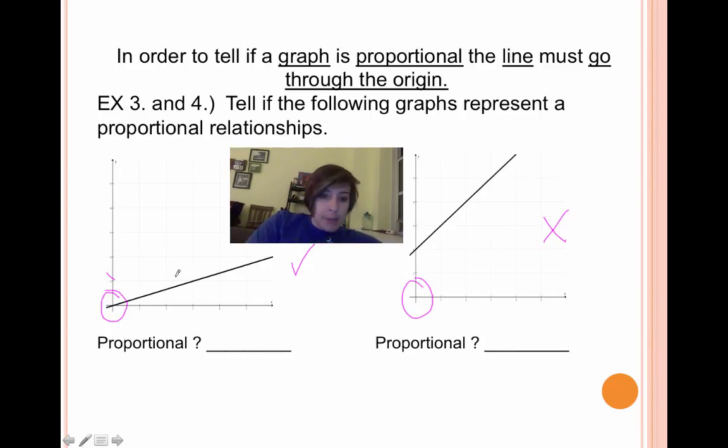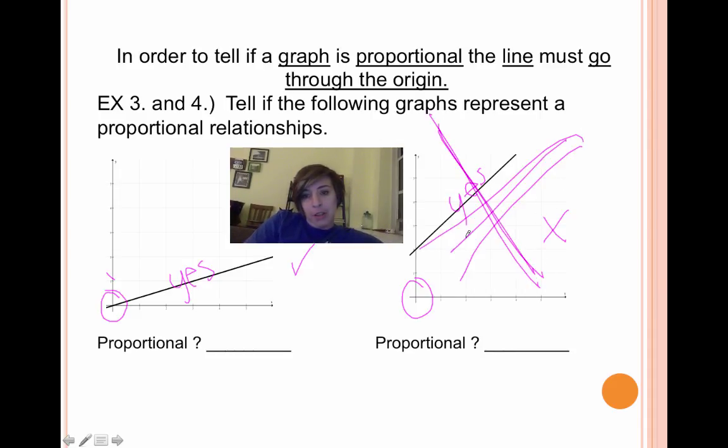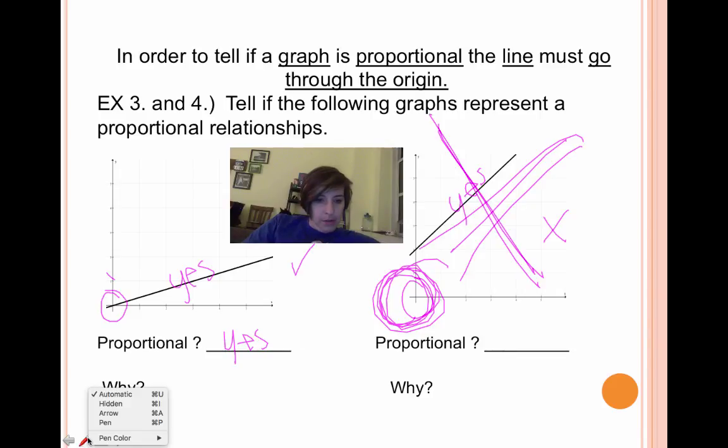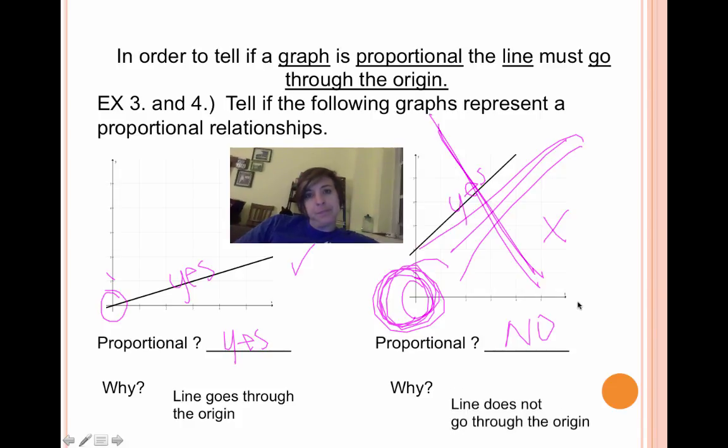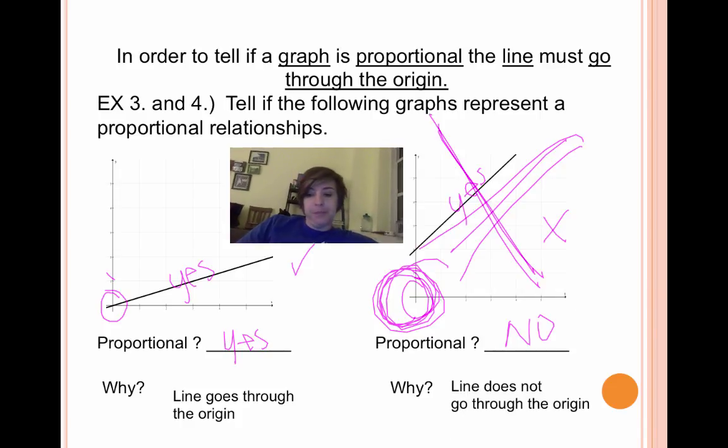Nope. Is this one a straight line? Yes. Is this one a straight line? Yes. But this cannot be proportional because it does not go through the origin. It's missing that key component. And then this one is a big fat no. And why? The line does not go through the origin.